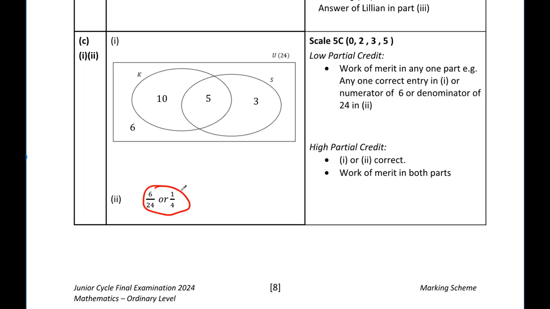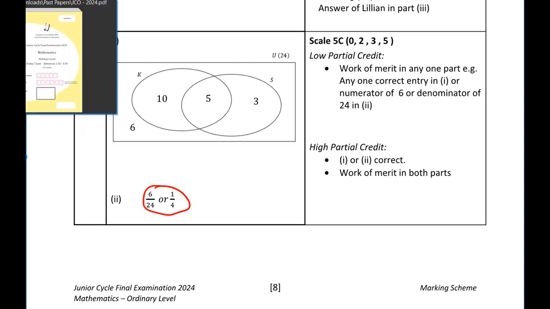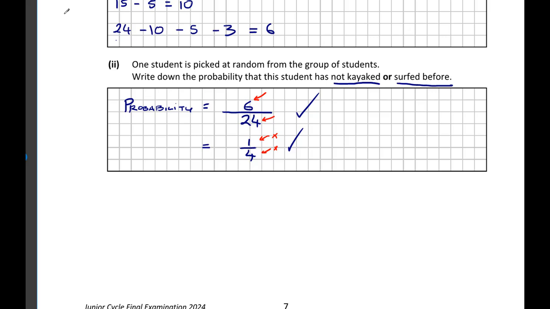Now, teachers tend to say, oh, you have to simplify. You don't have to simplify. In probability, you do not have to simplify. And I'm not just talking about school, when you go do your maths bachelor's degree at university, or a maths master's, or a maths PhD.